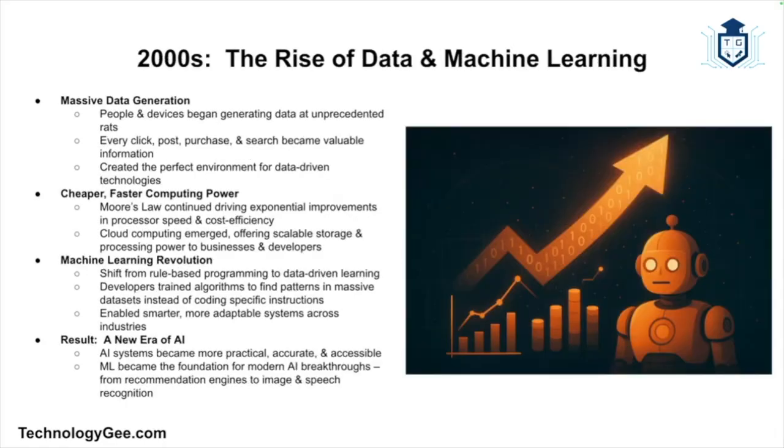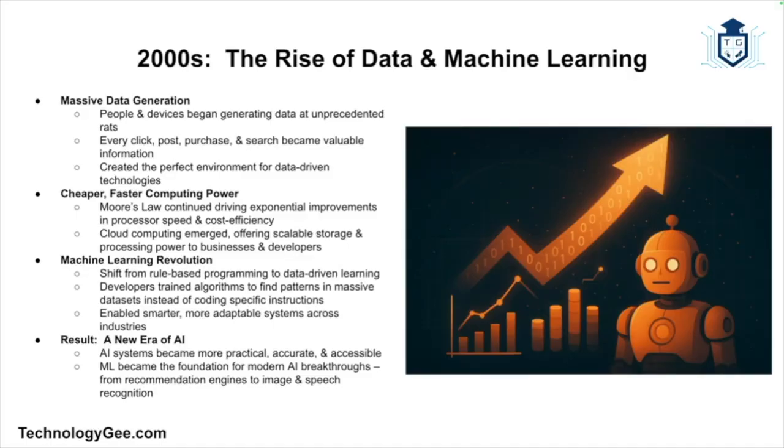Then we get into the 2000s, and this is the rise of data and machine learning. So essentially, we're in the internet era where two key things change the game. The first is massive amounts of data. So we started generating data at an unimaginable scale. We're talking emails, social media, photos, video, and online behavior.